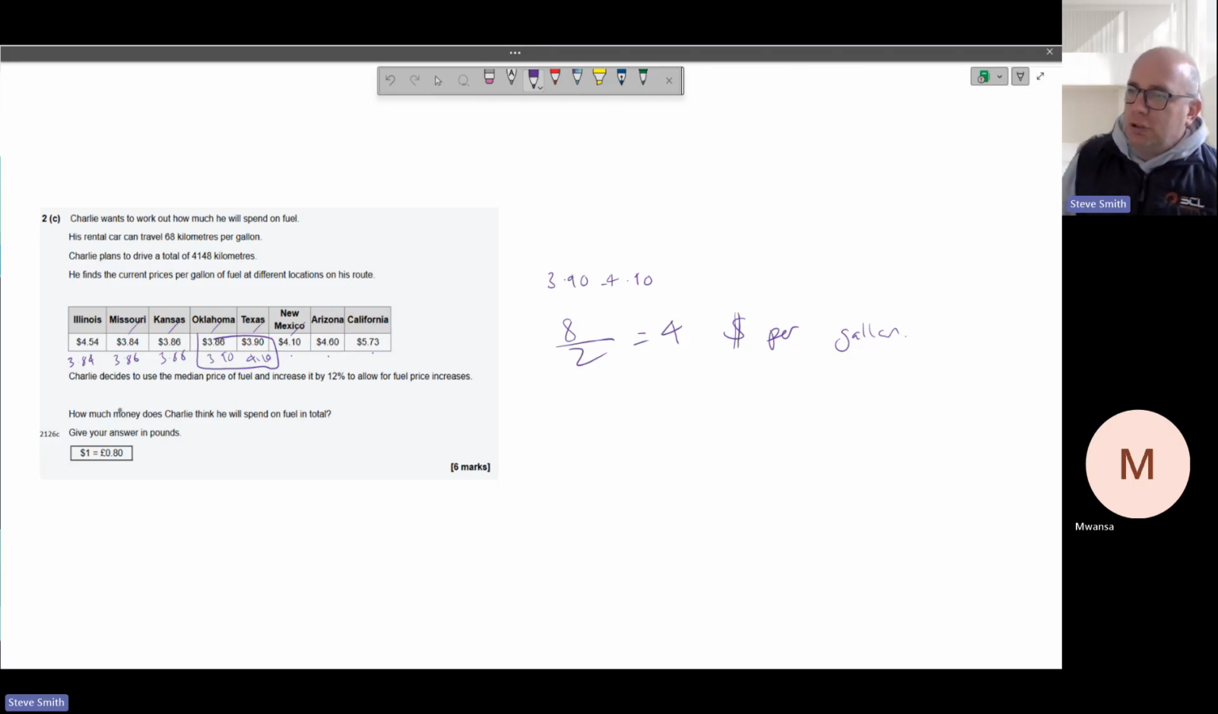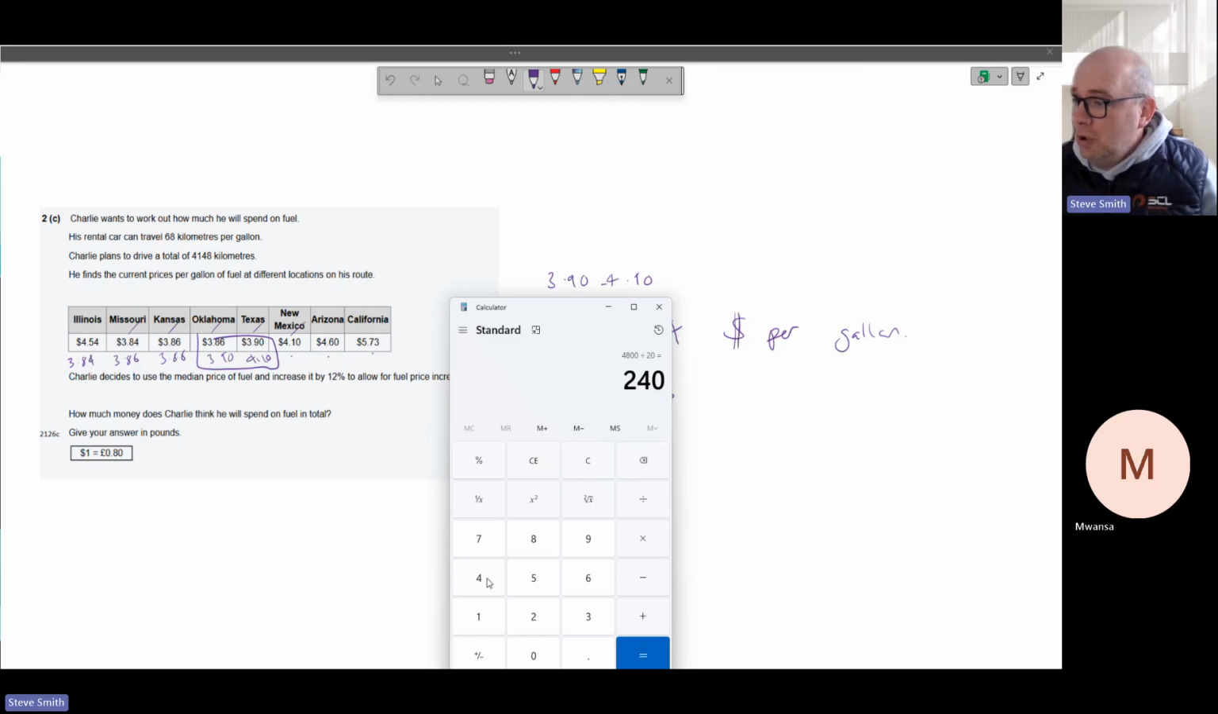So we've done pretty much this bit here. We've then got to add on 12%. We can do that now. 4 add 12% on a calculator if you want, because it is a calculator paper. If you've got that function, 4 add 12%. Oh, I did it twice then. Sorry. Let's do it once. 4 add 12% equals $4.48.